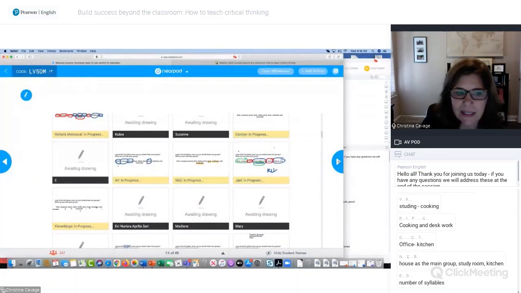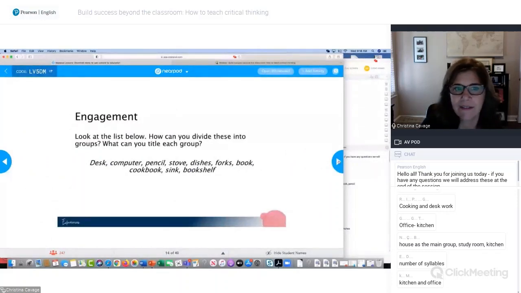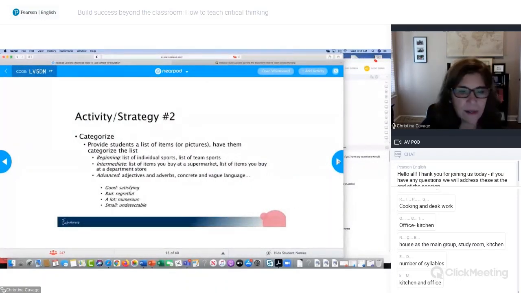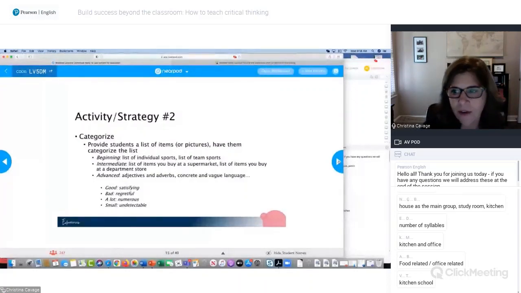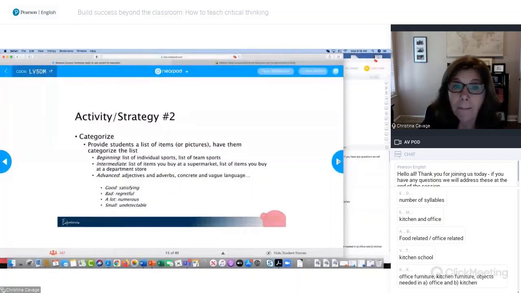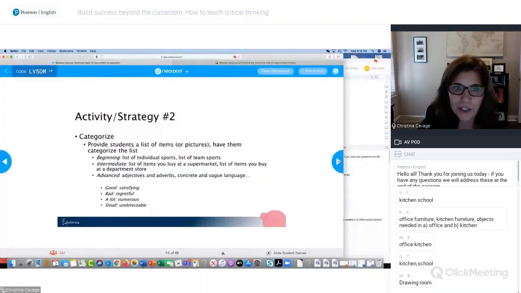So yes, this is our second type of critical thinking activity, right? What we're doing here is we're categorizing and we're getting students to categorize. So providing students a list of items, or at the very early levels of language development, pictures, and have them categorize the list. In the beginning, I've done things as individual sports and team sports. Okay, getting students to really critically think, well, how are these connected, right?